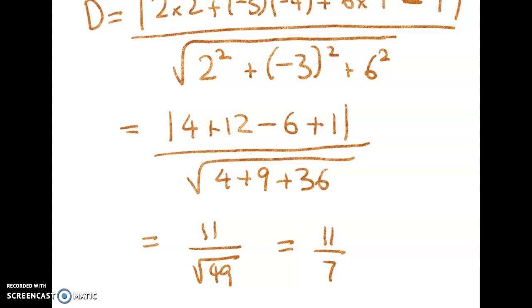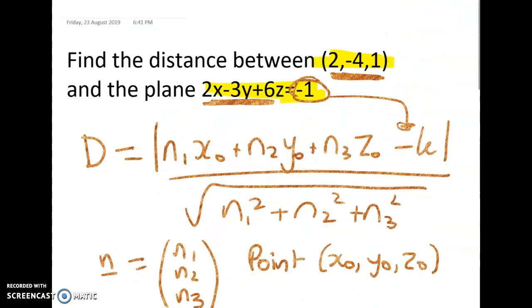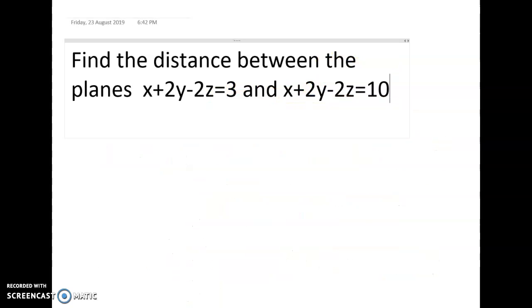So that's one that you need to make sure you've practiced so you can make up a couple of examples for yourself. The point and the plane don't have to be anything special. You might want to try one where the point is in the plane and make sure that you get 0. That's a good one to try. And now I'm going to look at how to find the distance between two planes.